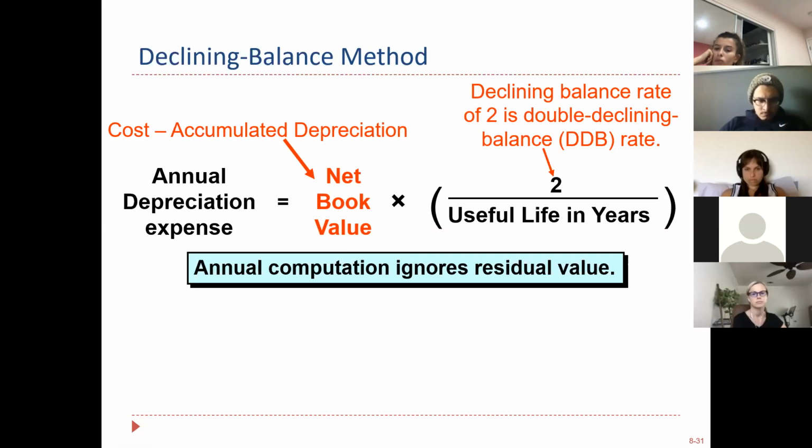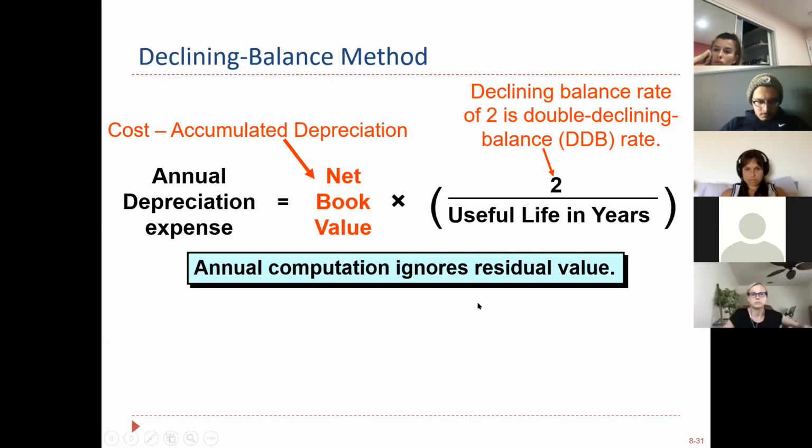So if they give you a problem and they tell you that we bought an asset for $100,000. That asset is going to last us 5 years. That's 20% a year, right? And then they tell you it's double declining. Well, 20 times 2 is 40. That's how you get the double declining balance rate. It's double whatever the straight line rate would have been, okay?